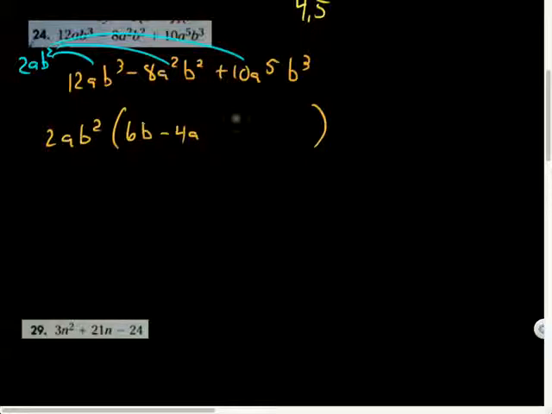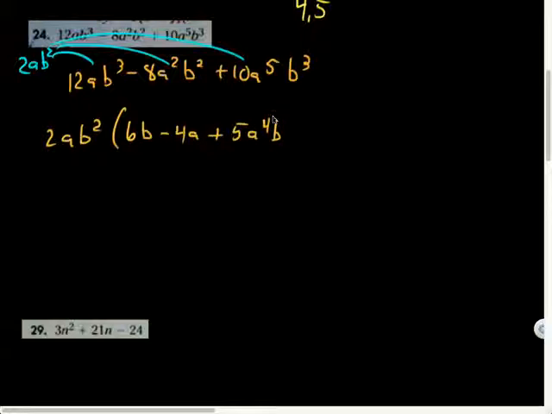Good. 2 times what is 10 would be positive 5. A times what is a to the 5th? That would be a to the 4th. And b squared times what is b to the 3rd? That would be plain old b. And it looks like I can maybe rearrange where this parenthesis is here.